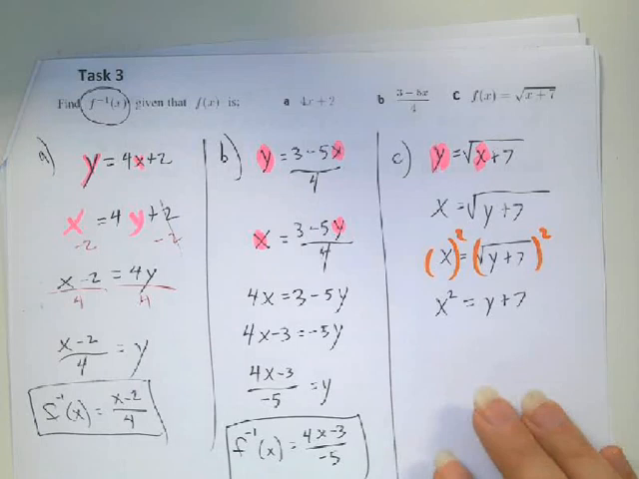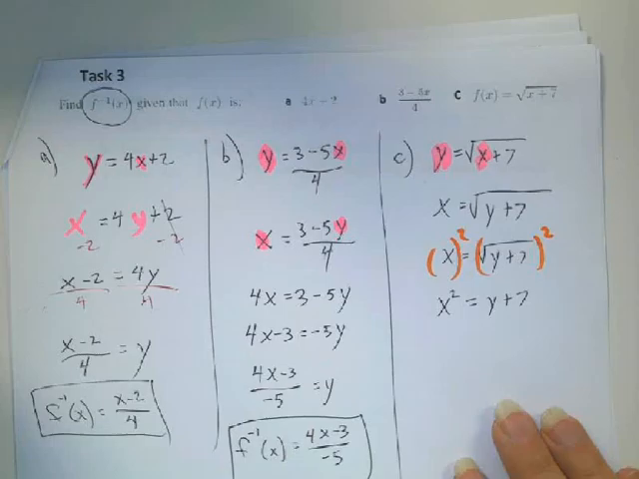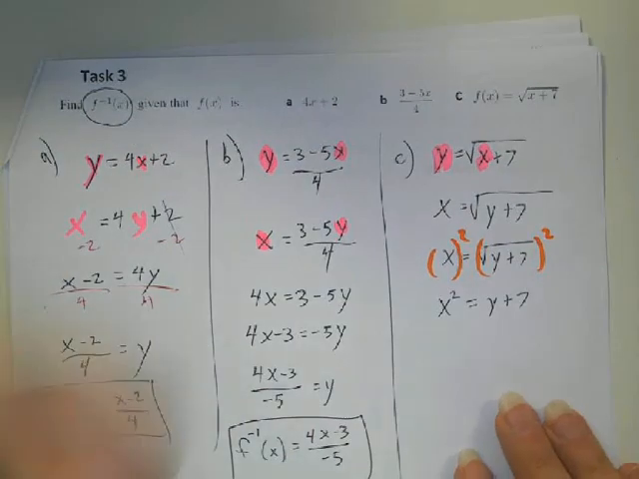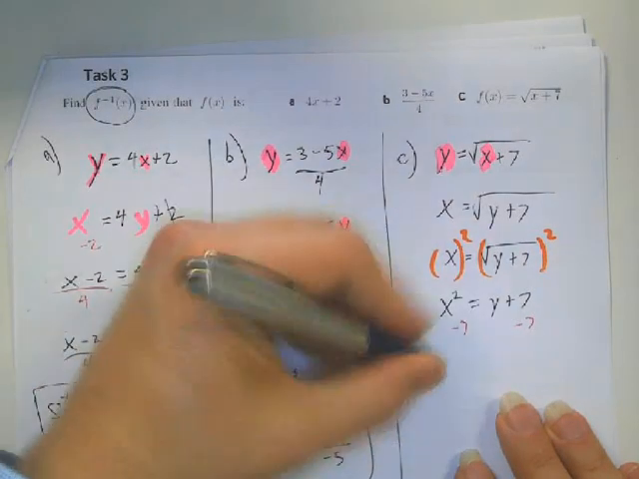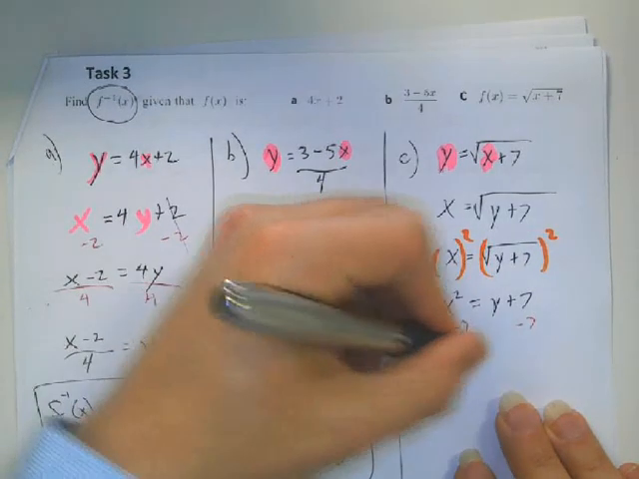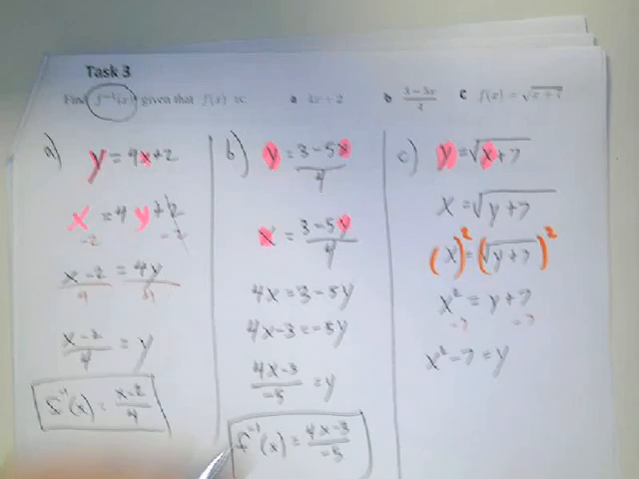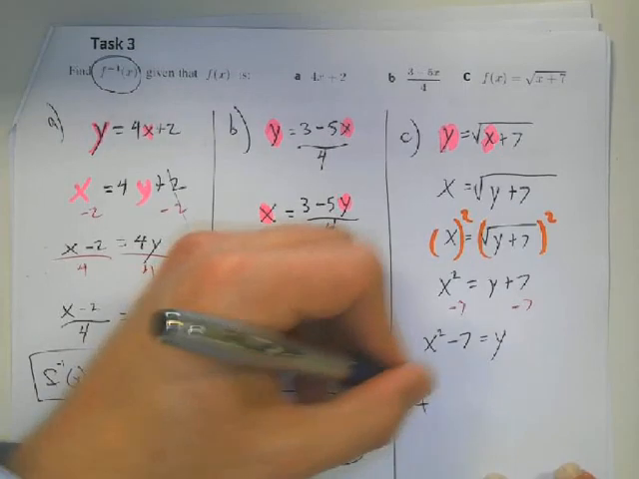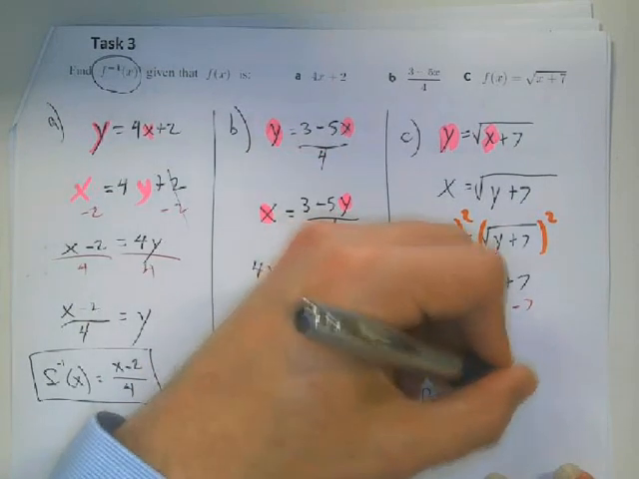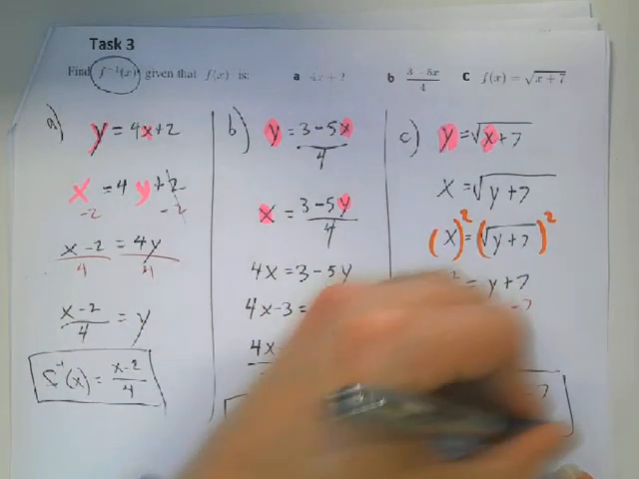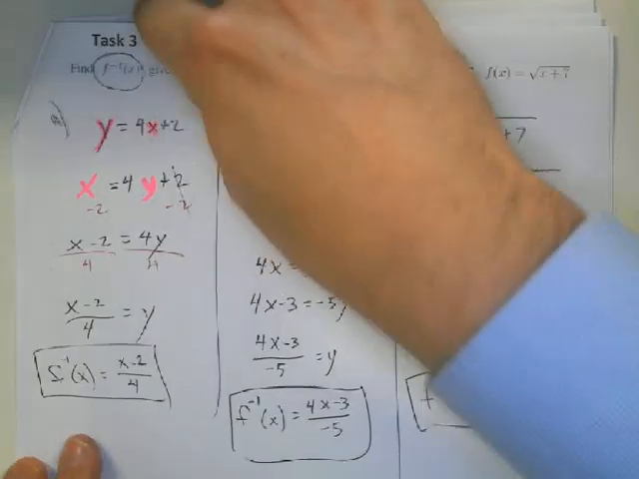And then the last step is we're going to subtract 7 on both sides. And then I have x squared minus 7 equals y. And so now I can say my inverse function is x squared minus 7. Okay, that's how you do inverse functions.